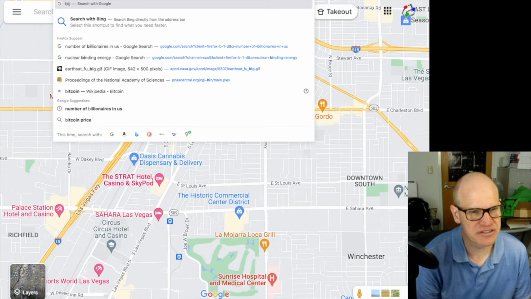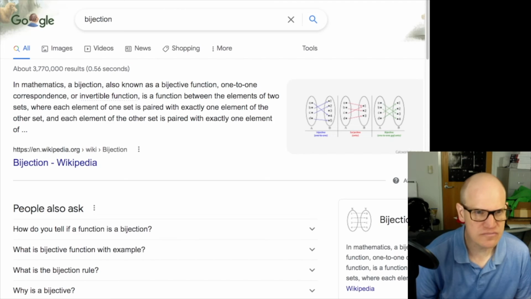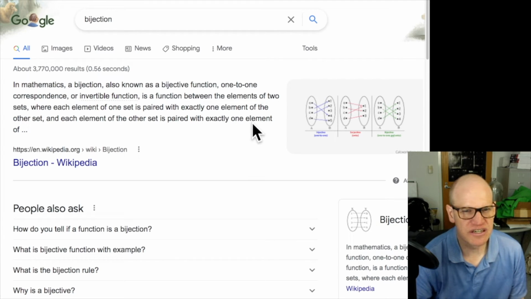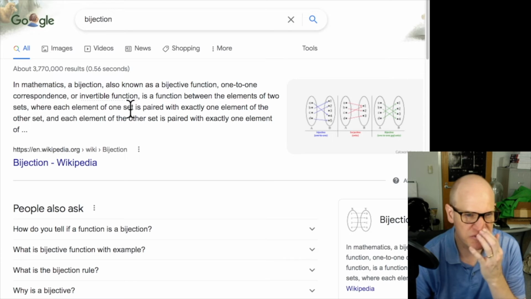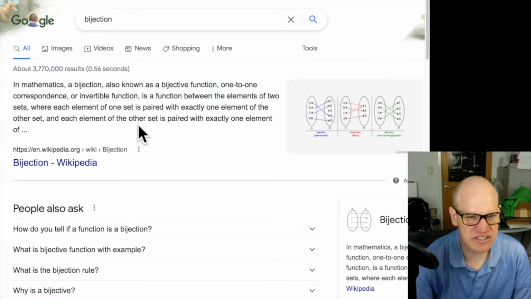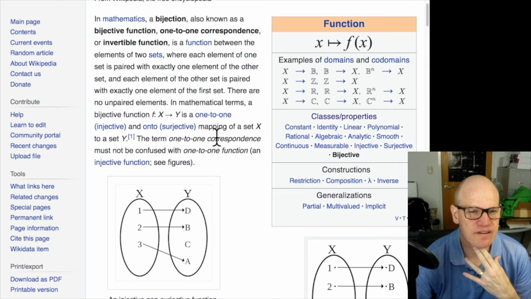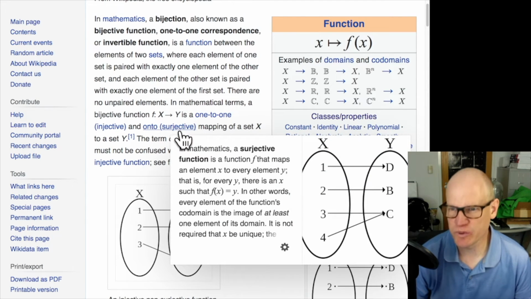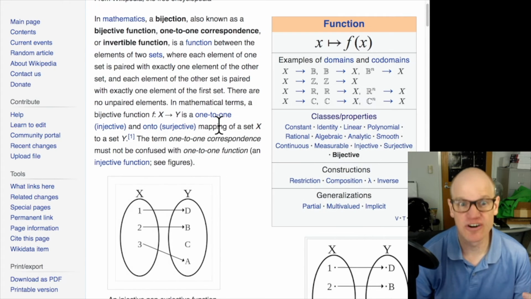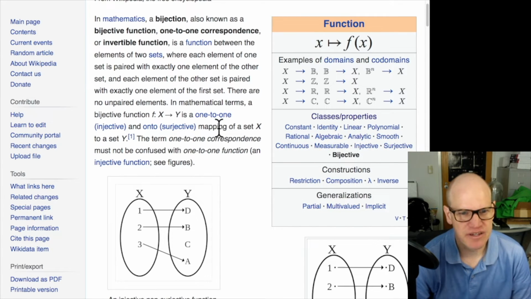So a bijection is a one-to-one correspondence or invertible function, a function between the elements of two sets where each element of one set is paired with exactly one element of the other set, and each element of the other set is paired to exactly one element of the original set. It is one-to-one, injective, and onto, surjective. I don't remember what these words mean. I used them like 20-something years ago. Mapping set X onto set Y.